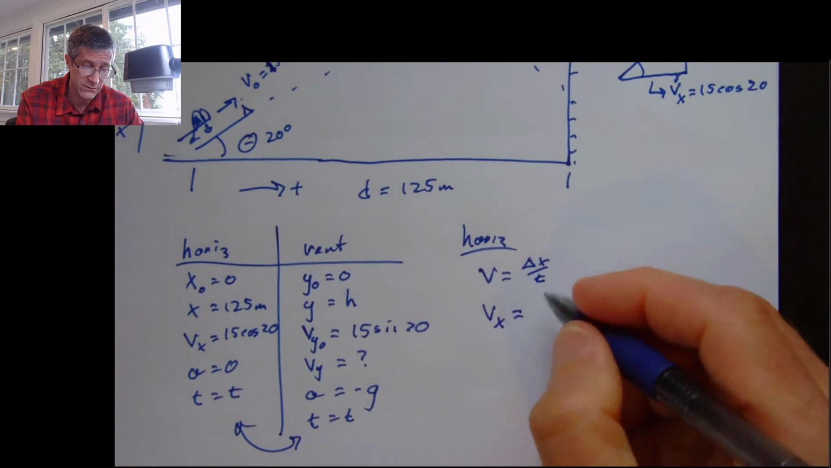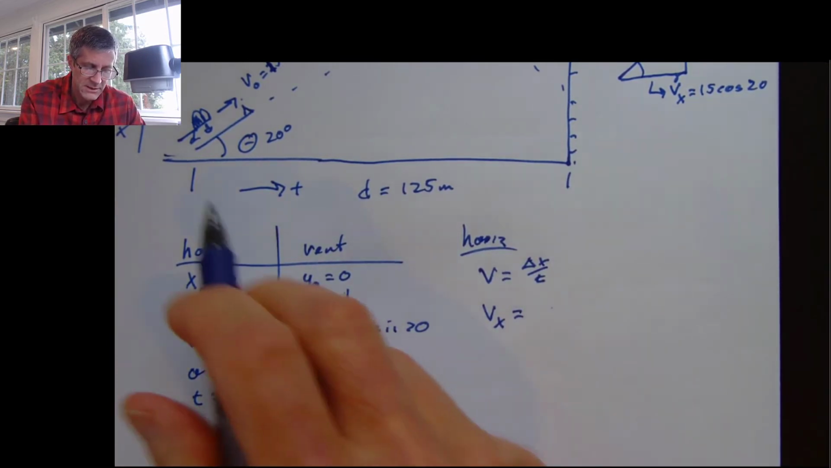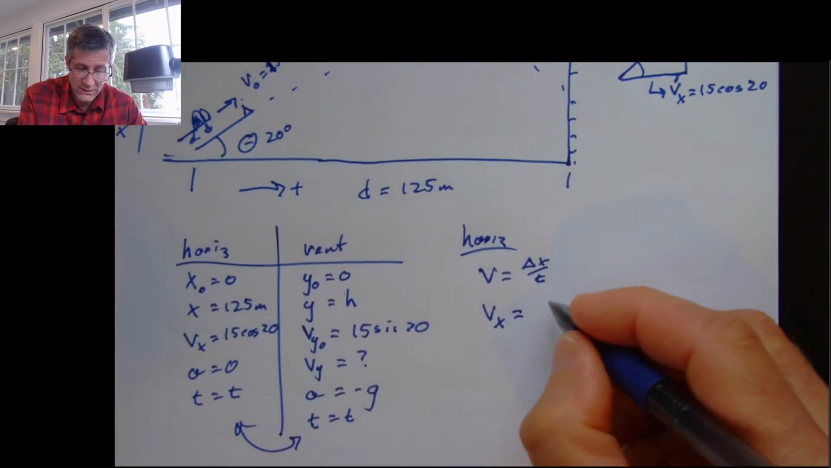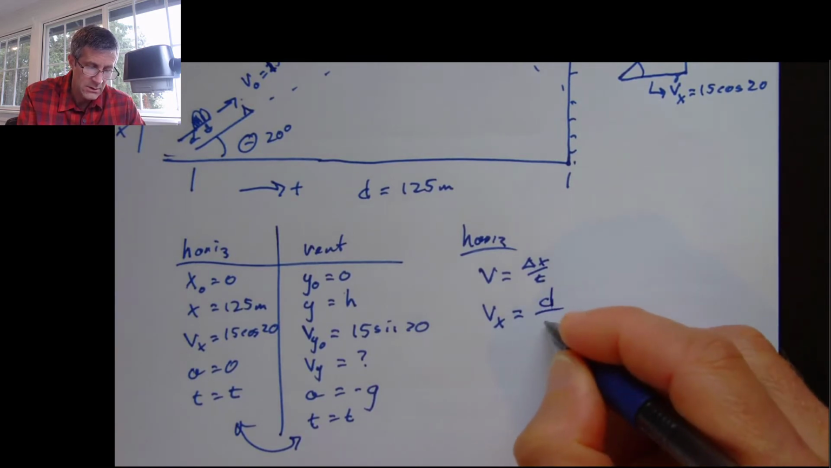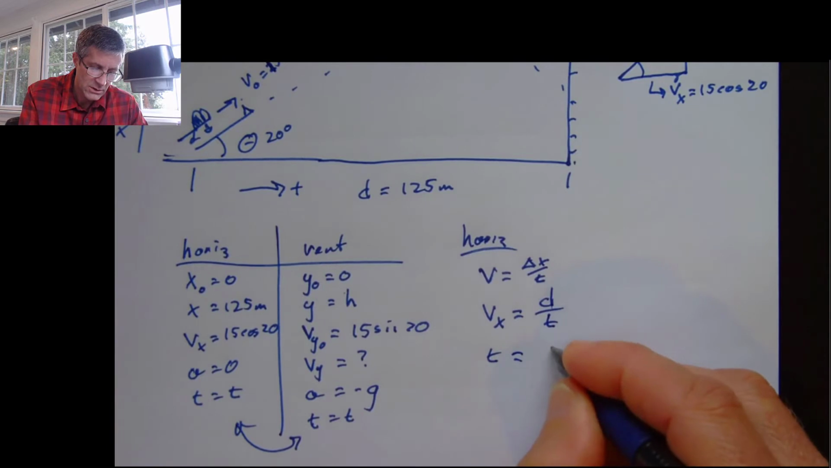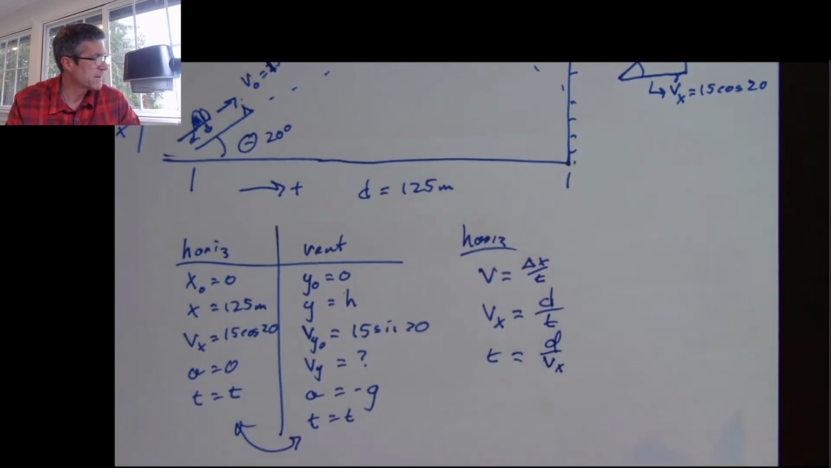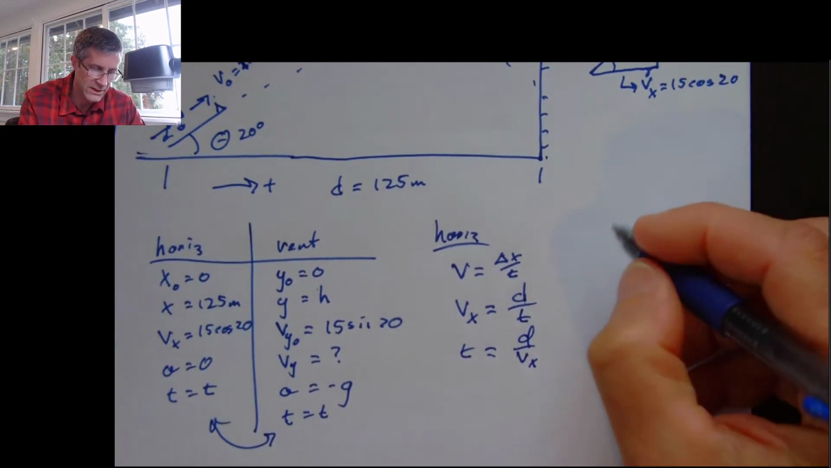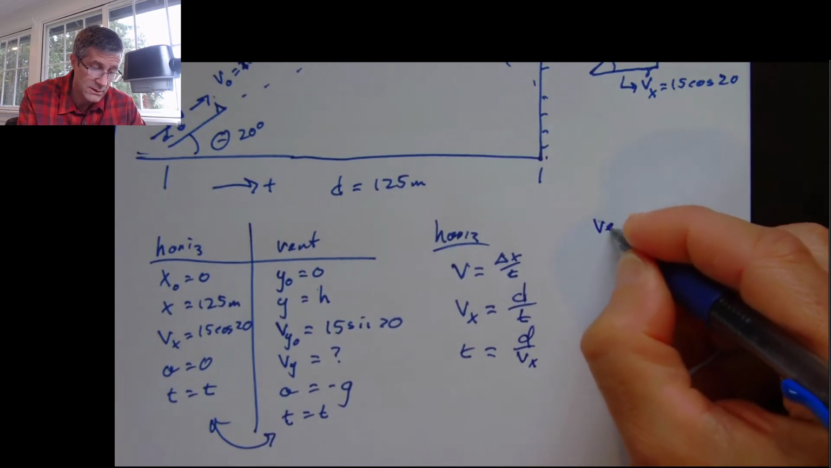I'm going to save the calculations for the very end. My displacement, how far I've traveled, is 0 to d. So I'm going to call that d over time. Time, remember, I can switch these two, so time is going to be d over my initial horizontal velocity. So I'm good there. Now let's go into vertical.